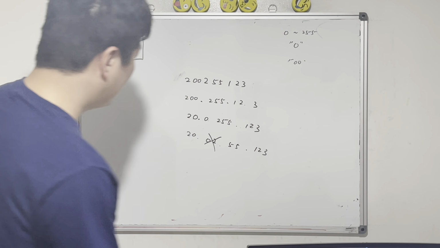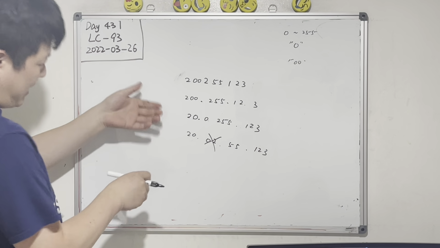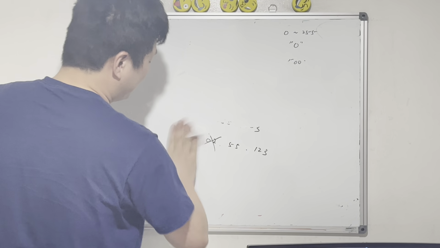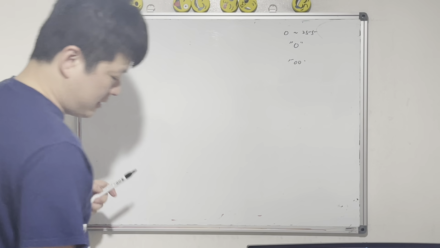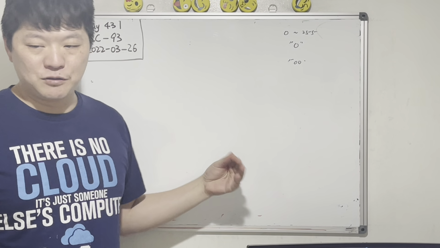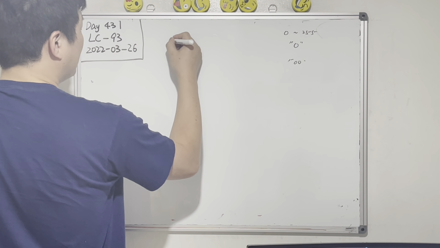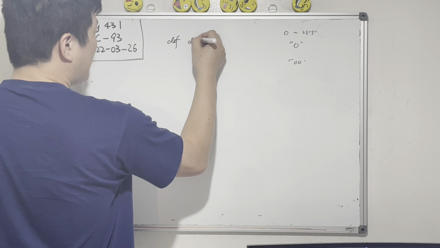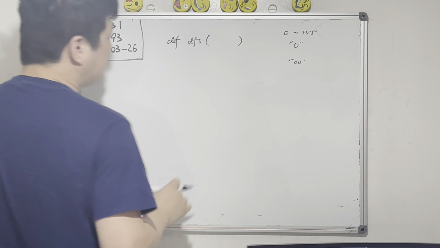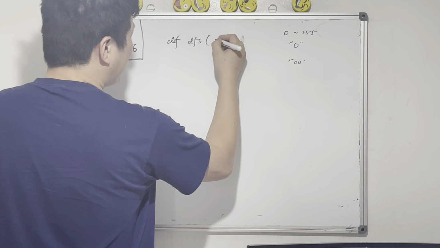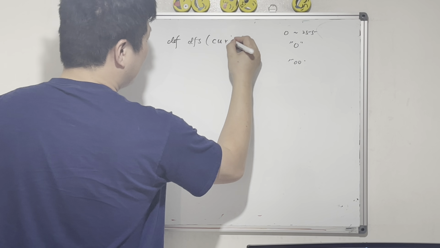Okay, that's very good. So basically we are asking the computer to do this search for us. So let's define a depth search. In this depth search, we can pass a parameter current, which is a list.